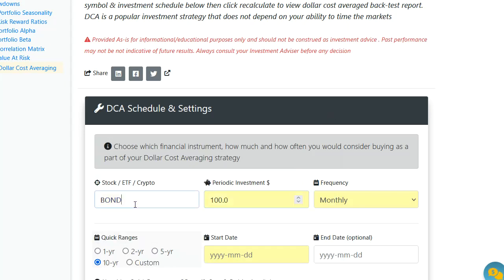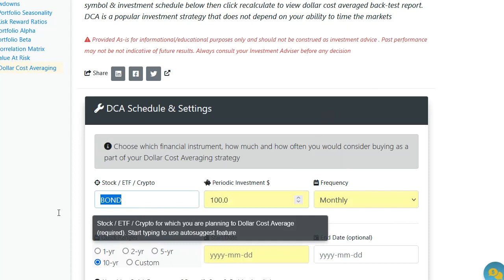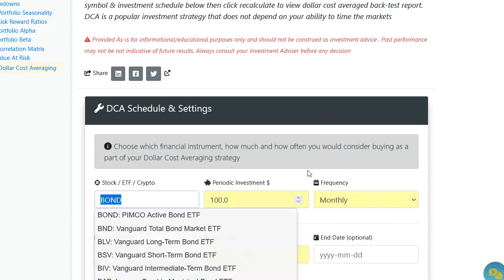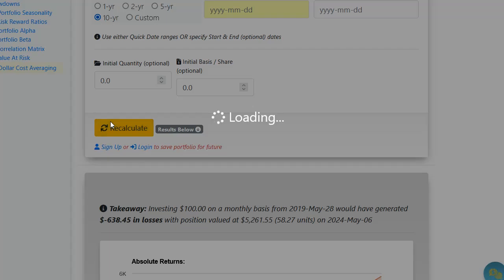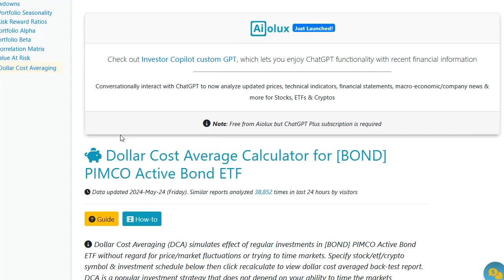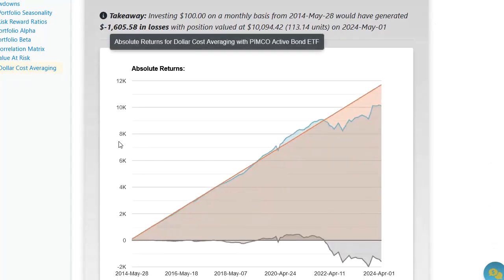Good. Okay, so let's start with a simple bond ETF, for instance, and we will keep tracking it, right? We invest $100 monthly for a 10-year period. Now we recalculate. And as I said, you should probably never put all your assets into one asset class, or all your investments into one asset class.